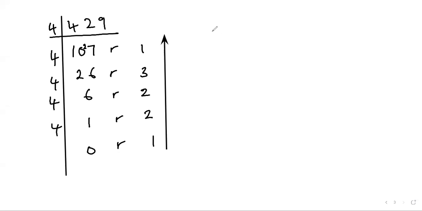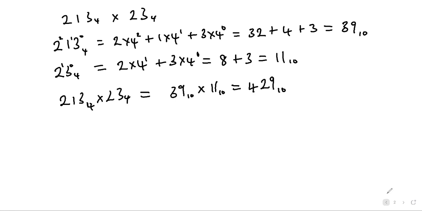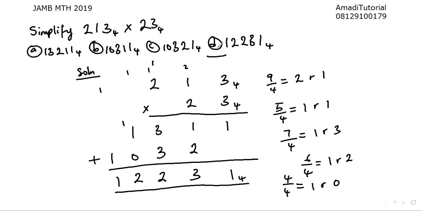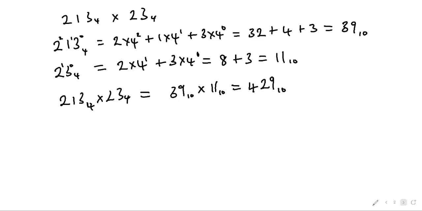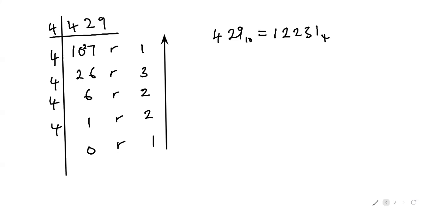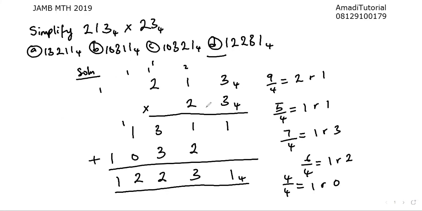So 429 base 10 is equivalent to 1, 2, 2, 3, 1 base 4, which still aligns with our answer D. So you see, if you go through the base conversion method, it takes a longer time compared to if you know how to do the multiplication directly in that same base. Okay, thank you.